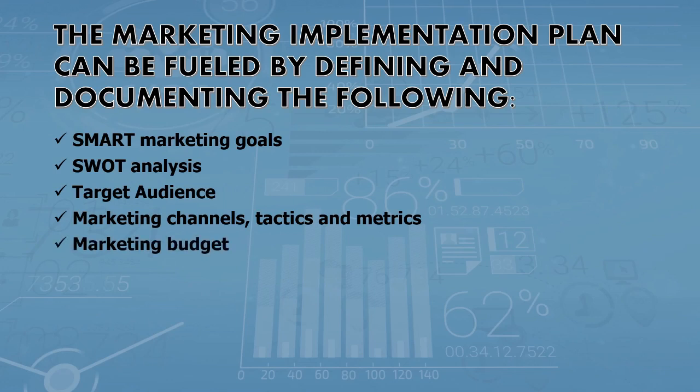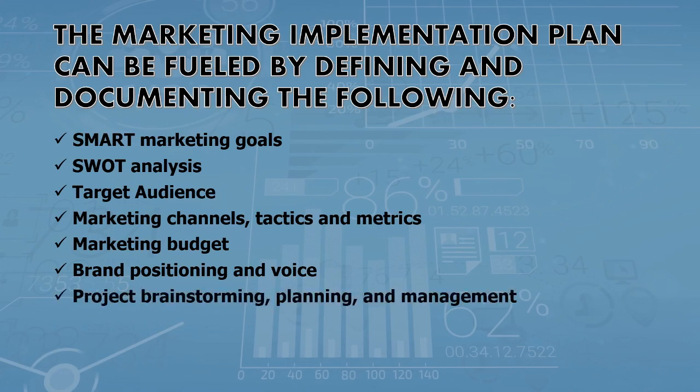Marketing budget, how much the company can invest, most especially in the marketing activity of the company. Brand positioning and voice. This is the personality, emotion, and the promise behind your company. Next, project brainstorming, planning, and management. These are strategies to make your results happen based on a marketing timeline that aligns with the seasons of the business. And lastly, the analytics. These are the ways you can track the different activities of the marketing department.